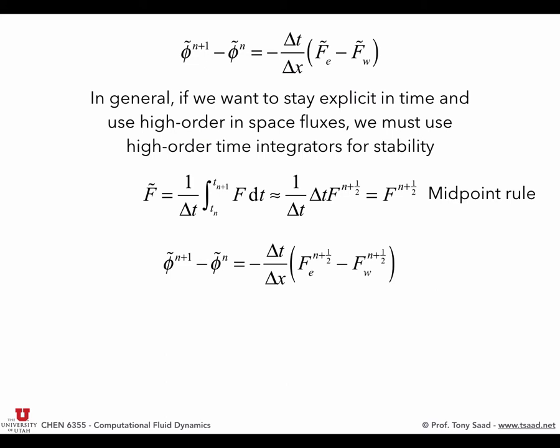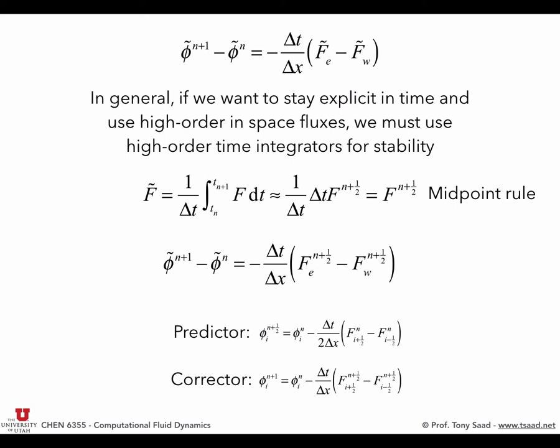phi^(n+1) minus phi^n is minus dt/dx times f east at n plus half minus f west at n plus half. But how do we get n plus half? We do a predictor corrector method. So we take a half step. We compute phi at n plus half as phi old minus dt/2 times the difference of f^n at i plus half and f^n at i minus half. That's a half step, and that's a good approximation for the predictor. And then we correct and say phi^(n+1) is phi^n minus dt/dx times f^(n+1/2) east minus f^(n+1/2) west.